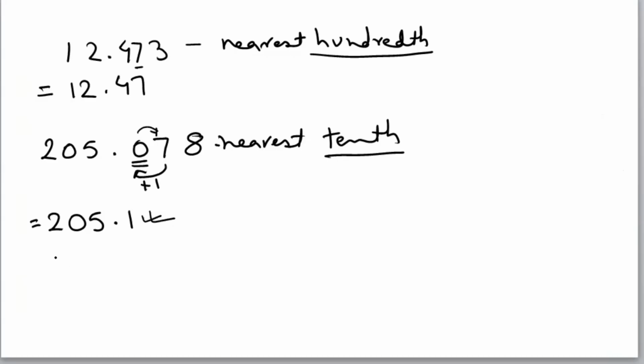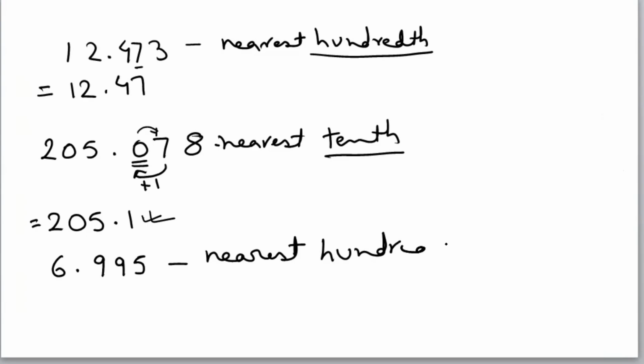Take another example. 6.995. And it says you have to round it to its nearest hundredths. Okay. So now we have to look at the hundredth place. Where is the hundredth place? 10th, 100th. This is the 100th place. So which number is at the 100th place? This one. We have to round it to the nearest 100th.